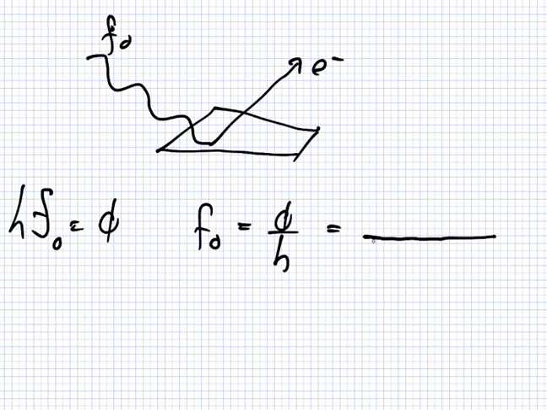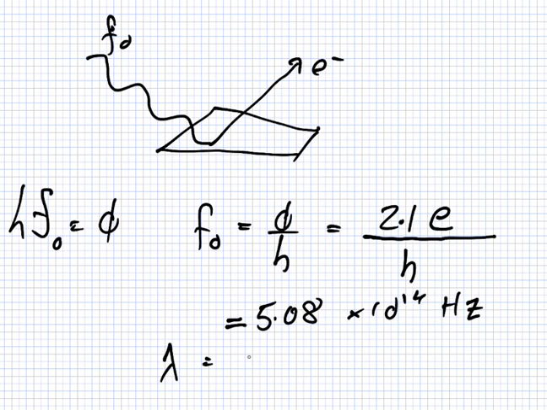It is 2.1 electron volts over h. So on your calculator, what's this? What number is e? Good. And h? Okay, so it's a pretty big number. 5.08 times 10 to the 14 hertz. But they want the wavelength, which is c over f, which would be 591 nanometers.